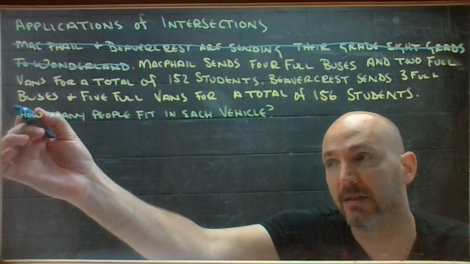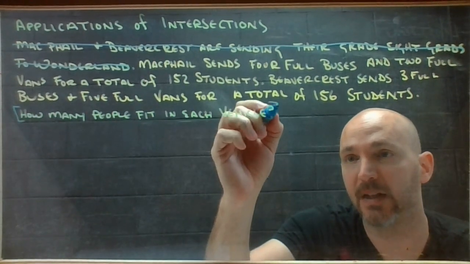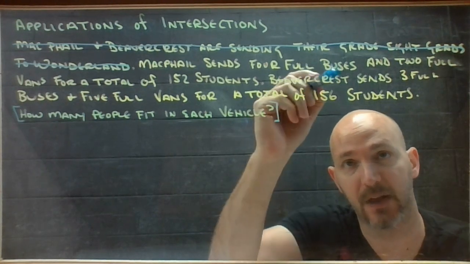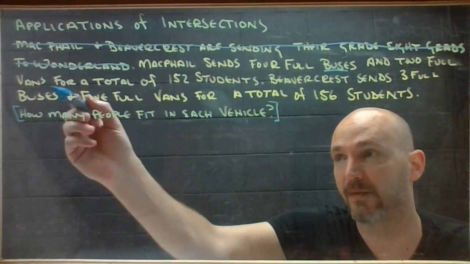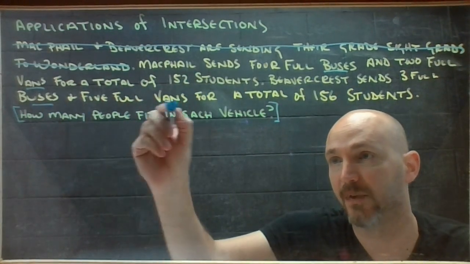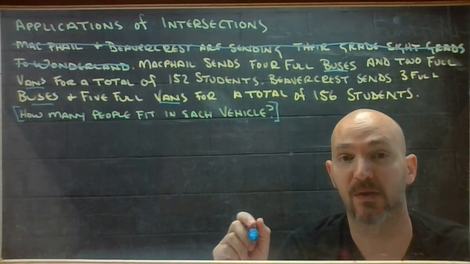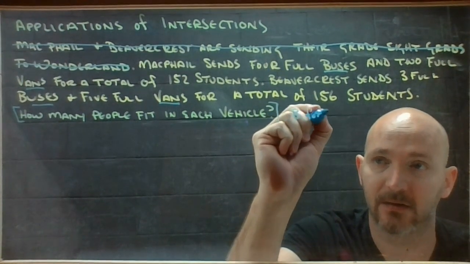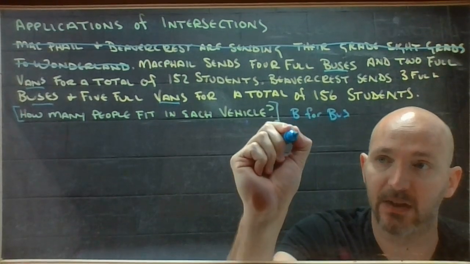Down here, how many people fit in each vehicle? Well, there's 2 types. There's buses and there are vans. And you notice that buses and vans are mentioned for both schools. So I'm just going to write B for bus, V for van.